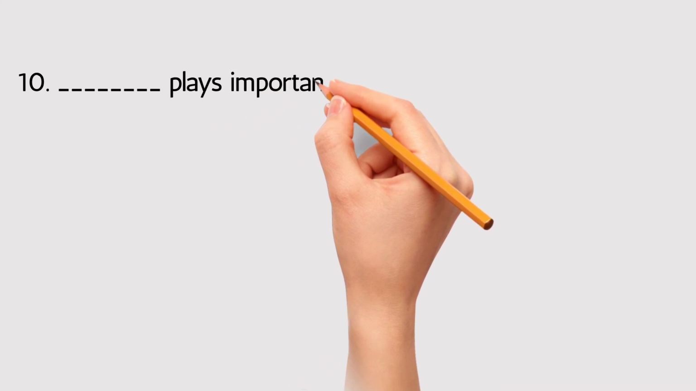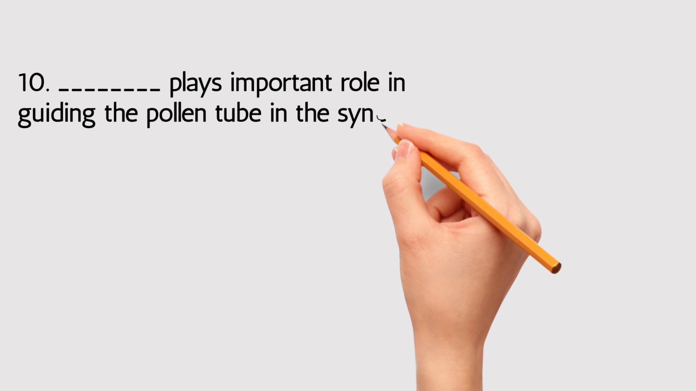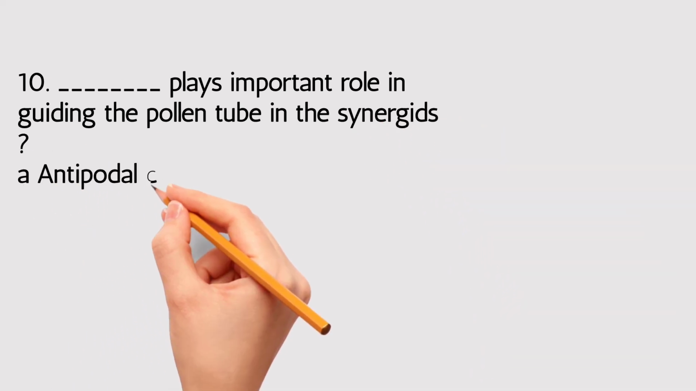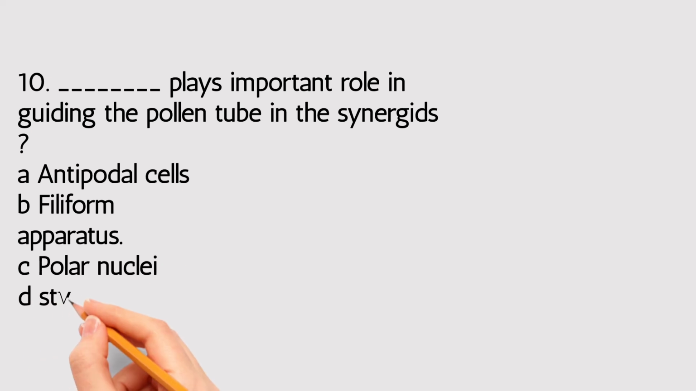Dash plays an important role in guiding the pollen tubes into the synergid. Option A, antipodal cells. Option B, filiform apparatus. Option C, polar nuclei. And option D, style.